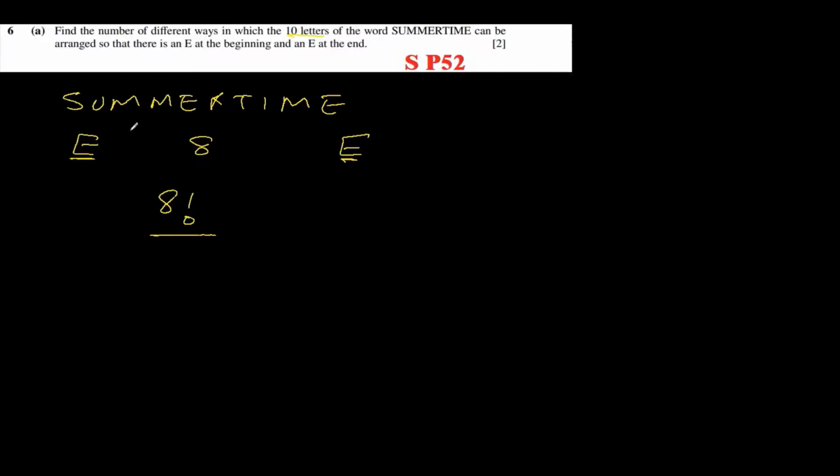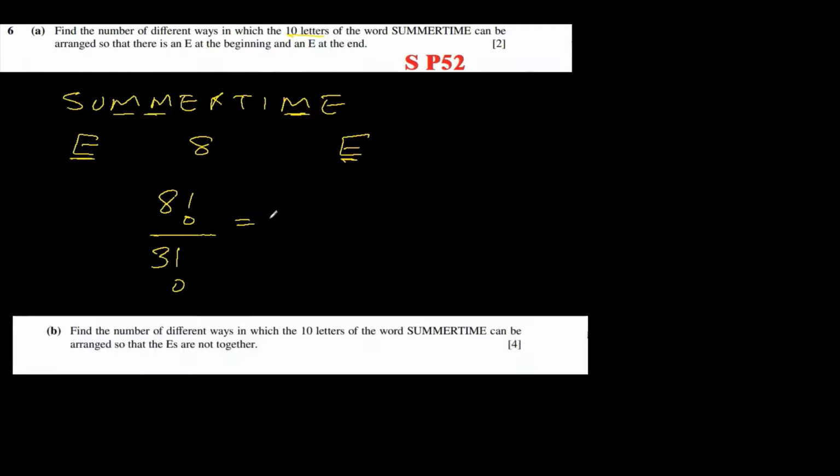But something is repeating that we have to take care of. U is not repeating, M is repeating 3 times. So we have to divide by factorial 3. All right. And R is not, T is not, I, nothing else is repeating. So this will give us the answer, which is 6,720. B part.